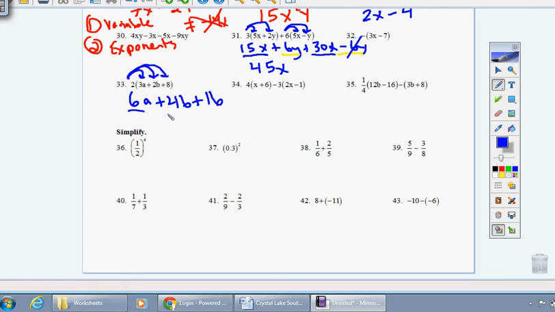Are any of these like terms? Nope, different variables, and here no variable. So that means I don't combine them, and that's my answer.